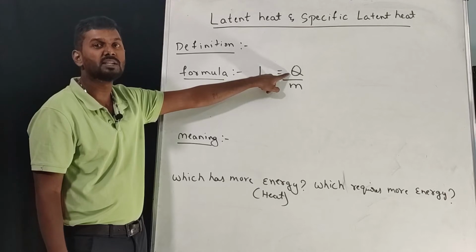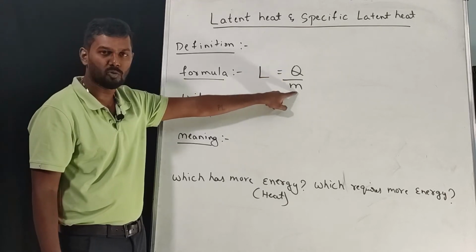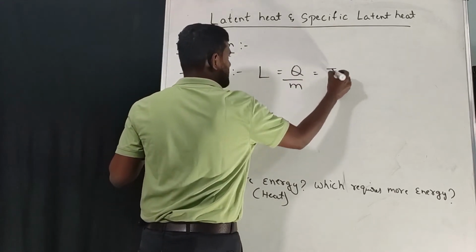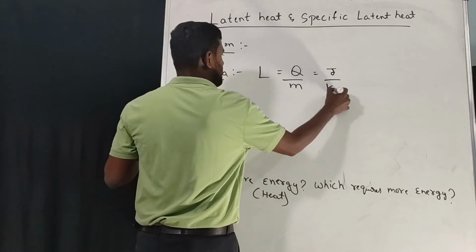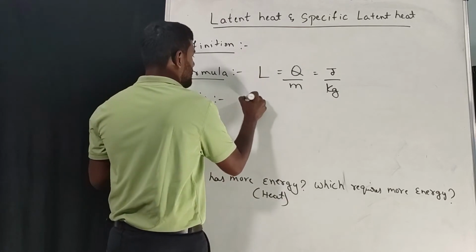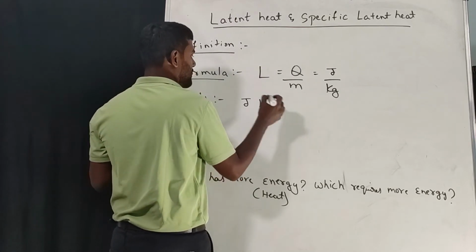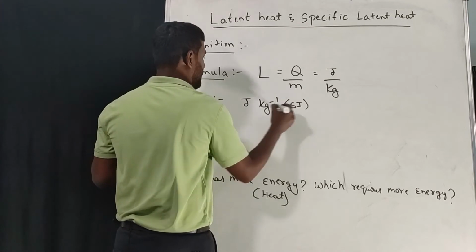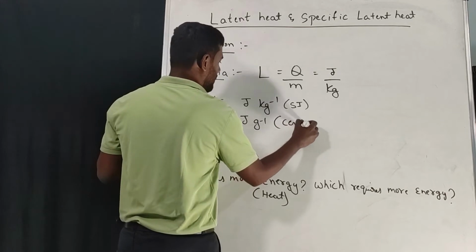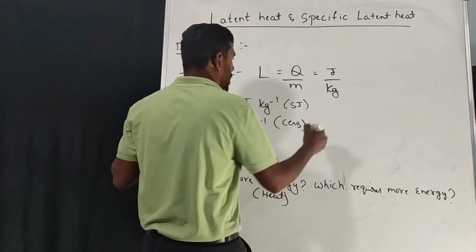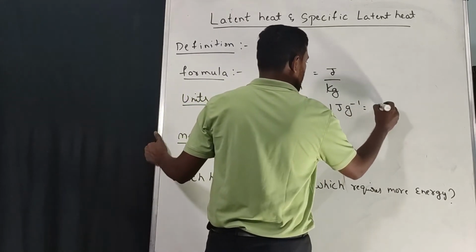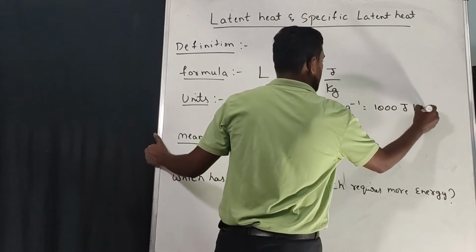Q is the amount of heat energy absorbed or liberated by unit mass. So the unit will be, according to this one, joule, and mass is kg, SI units. So the SI unit of latent heat or specific latent heat is joules per kg. This is the SI unit. Joules per gram is one of the other units, or CGS unit. How can you convert? 1 joule per gram is equal to 1000 joules per kg.